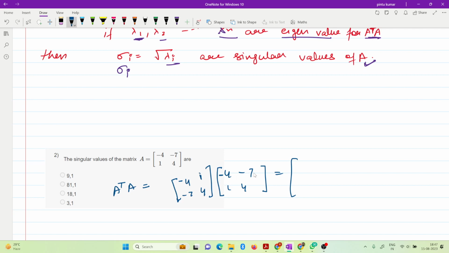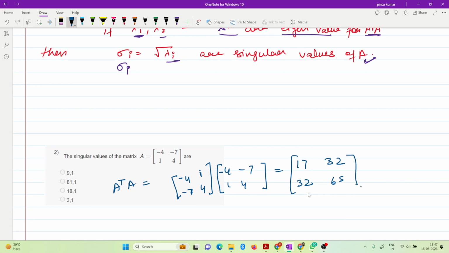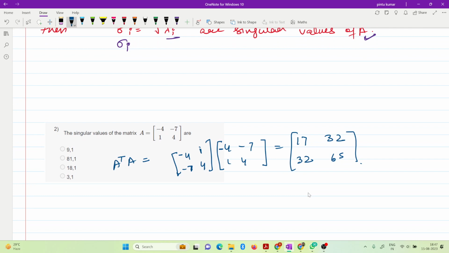So what is the matrix that I obtained? This is 16 plus 1, 17. This is 28 plus 4, 32. This is -7 again, minus 28 plus 4, 32. This is 49 plus 16, 65. I hope I'm doing the right calculation. If I do some wrong calculation, please let me know.